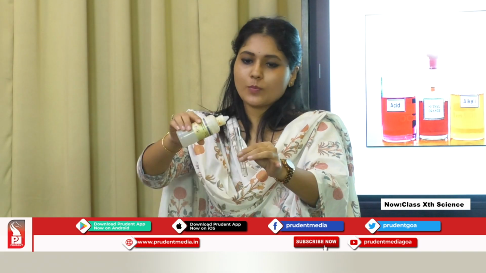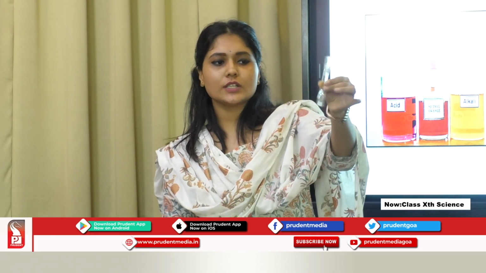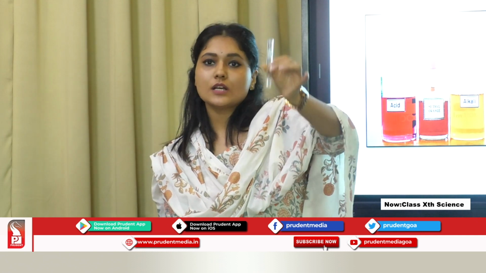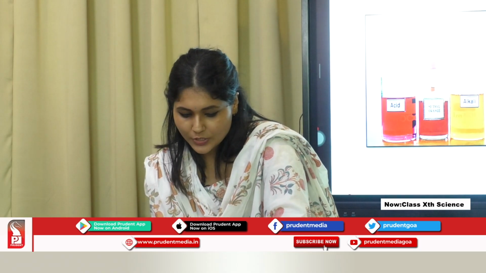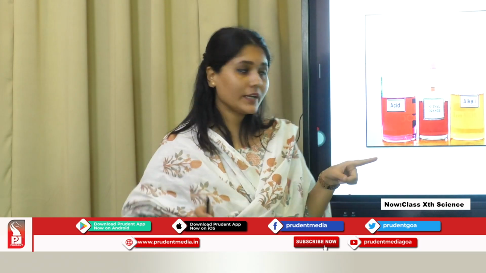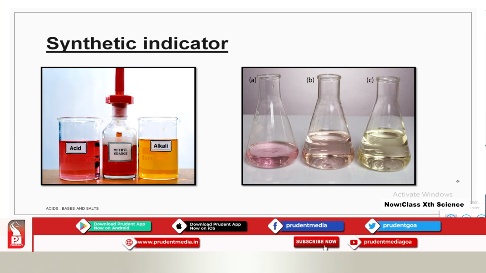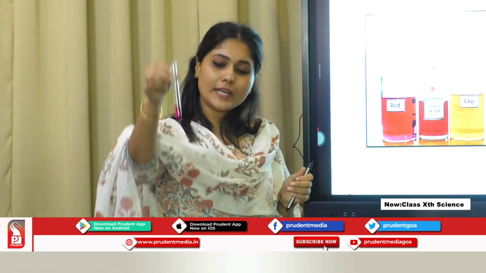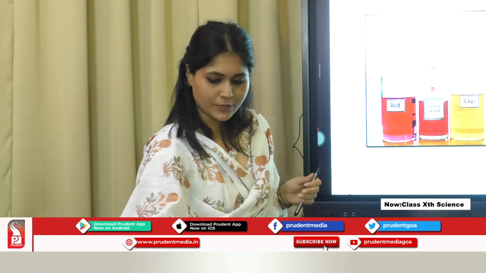On adding a few drops of phenolphthalein indicator, you see that there is no change in the color of test tube labeled A. That means phenolphthalein indicator does not change color in acidic solution. Okay. So methyl orange changes to red color in acidic solution and yellow in alkaline solution, and phenolphthalein indicator changes its color to pink in basic solution and it remains colorless in acidic solution.